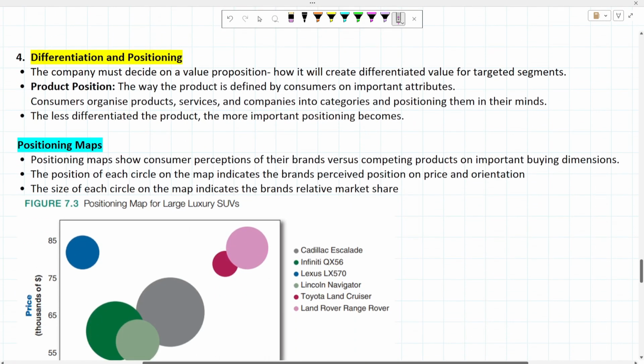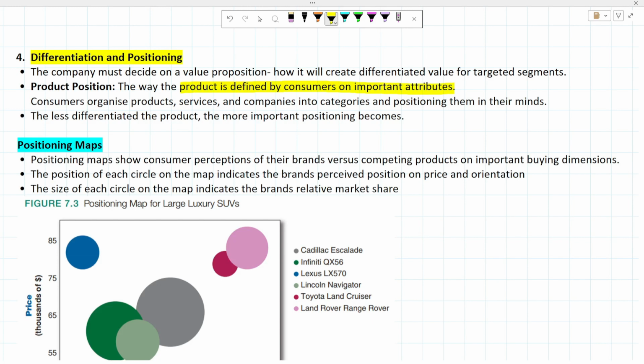So for differentiation and positioning, the company must decide on a value proposition, how it will create differentiated value for targeted segments. So product positioning is the way the product is defined by consumers on important attributes. So let me highlight that. The way the product is defined by consumers on important attributes.